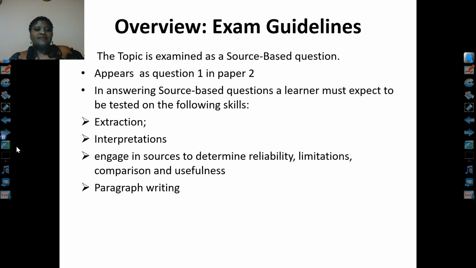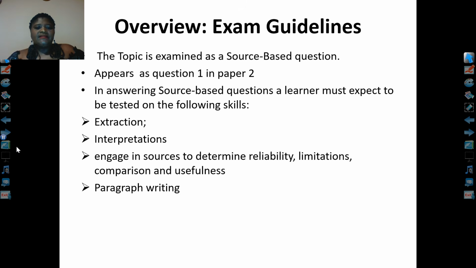Remember, in term 1, you did topics under paper 1, and you had source-based questions there and essays. Your Cuban Missile Crisis, your Angola Black Power Movement, those were the source-based questions. So in paper 2, you will do Black Consciousness Movement. So it will be your question 1.